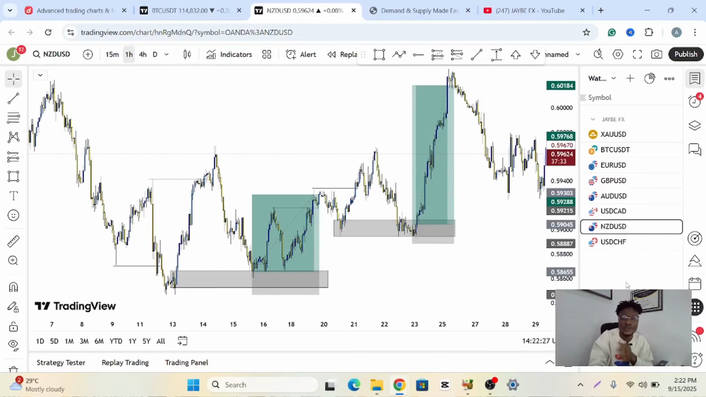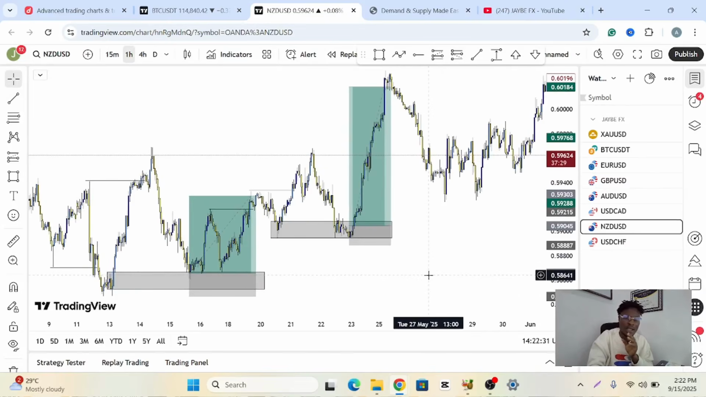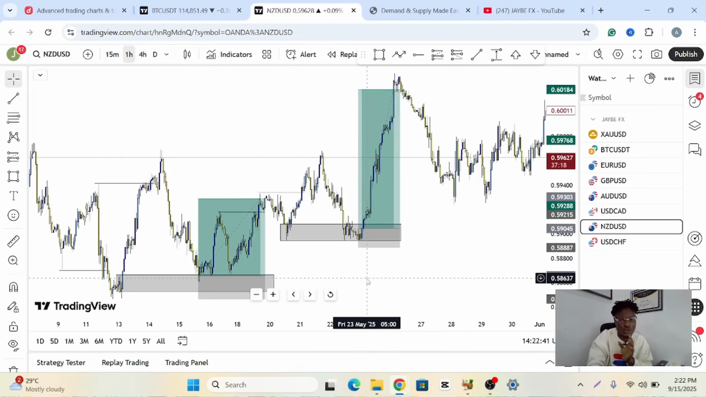This is how I trade my supply and demand zones. In this video, I'm going to be showing you how to draw them accurately like a pro, even if you're a complete beginner. I'm going to be giving you the rules and regulations, the things to look out for. And yes, this works on currency.